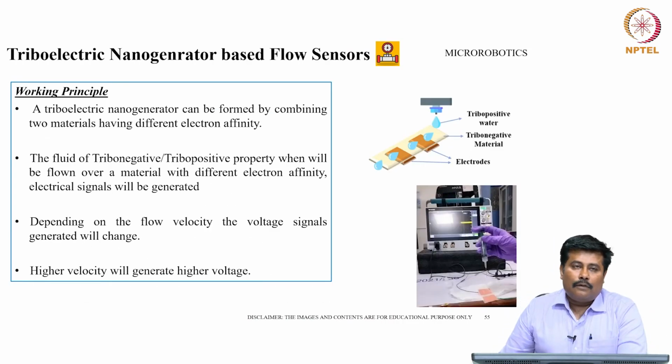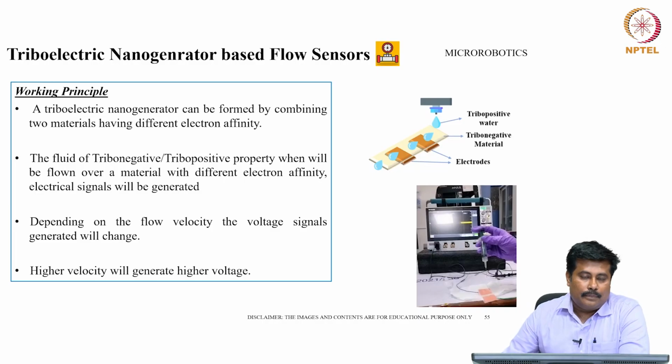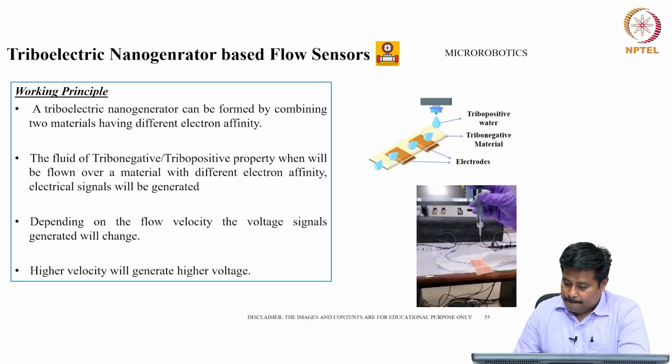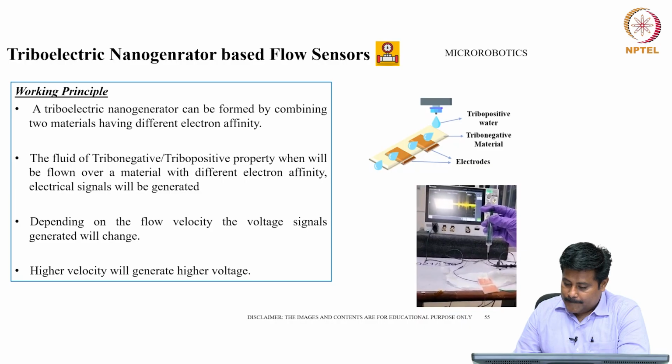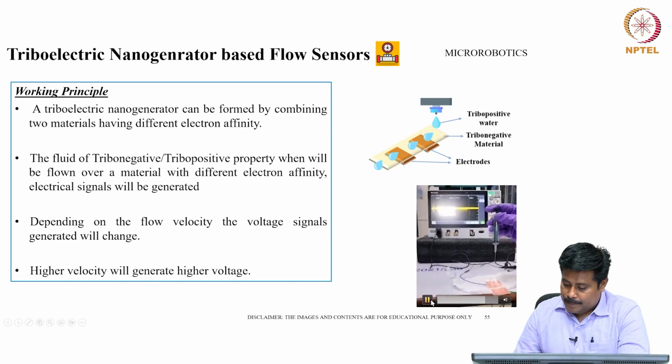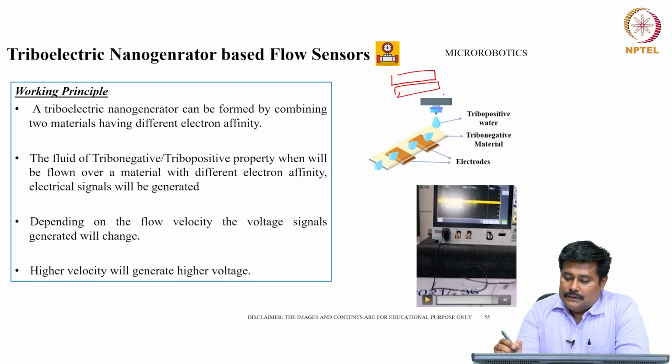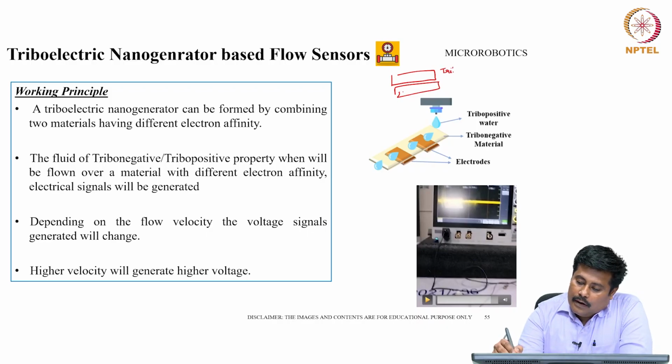The next important configuration is called the triboelectric nano generator based flow sensor. As far as the principle behind this triboelectric nano generator is concerned, you can see over here. It works on the principle of electrostatic charge. So we have a tribo-positive material and a tribo-negative material.